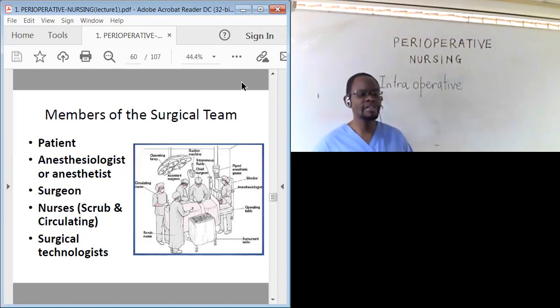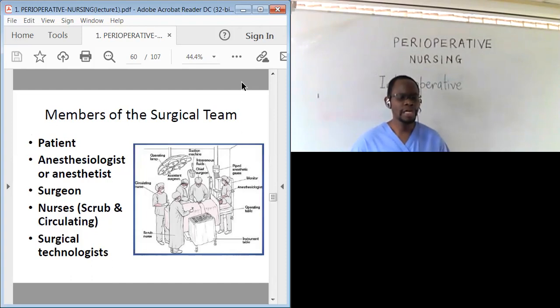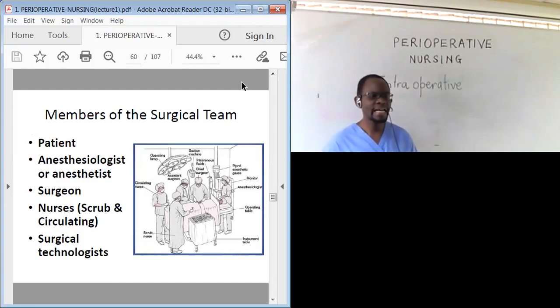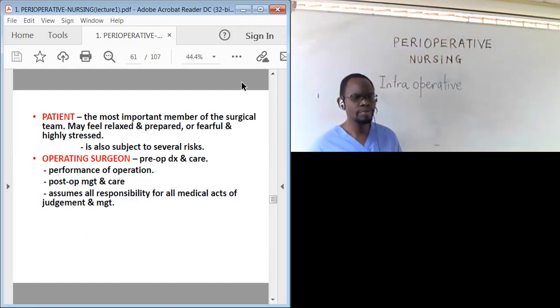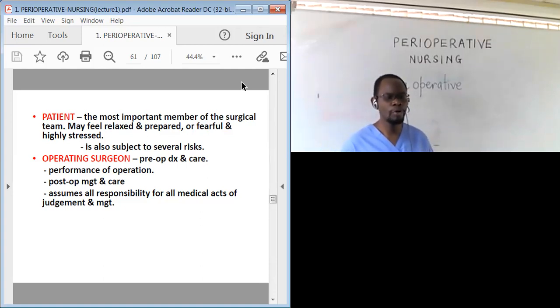In here, we have the scrub and the circulating nurse, and then we also have the surgical technologist, as you can see in that diagram there. So the patient, of course, is the most important member, and so the patient should be relaxed and prepared, and should not be stressed when they are going to do the operation.